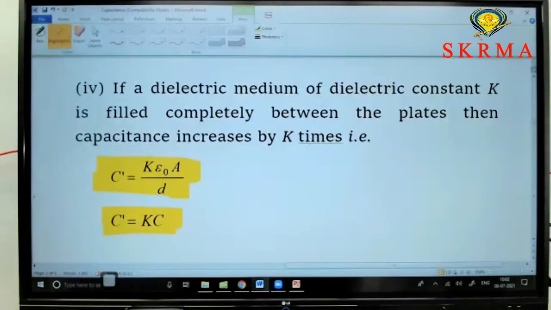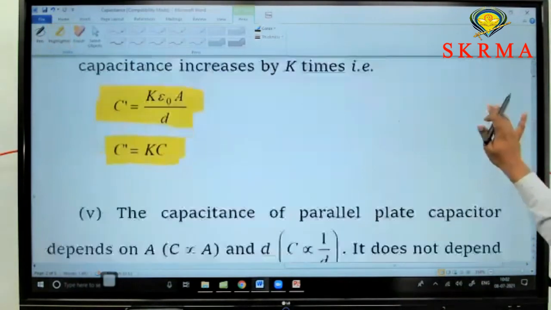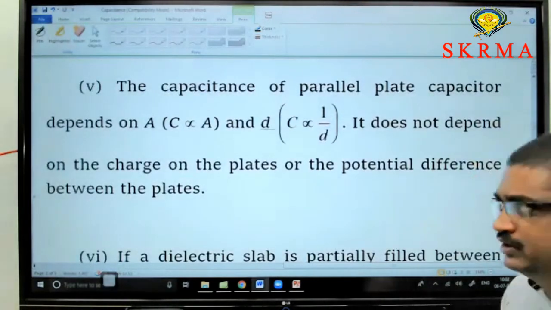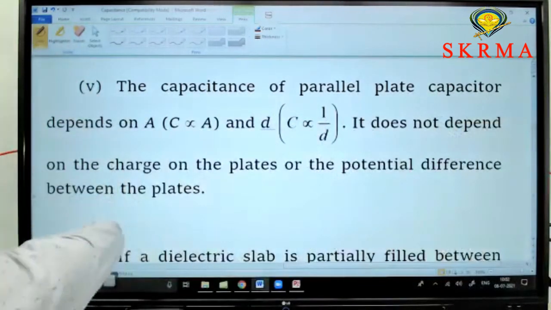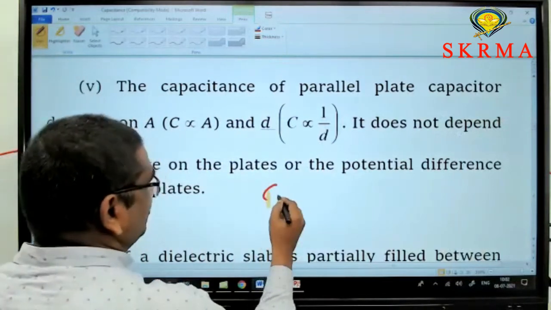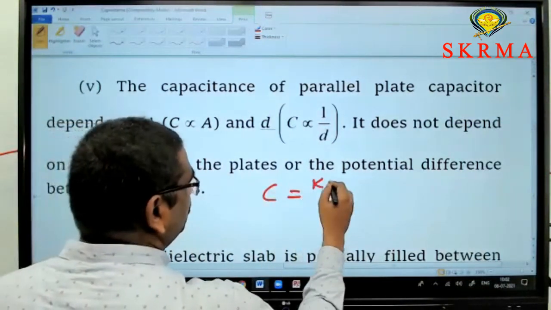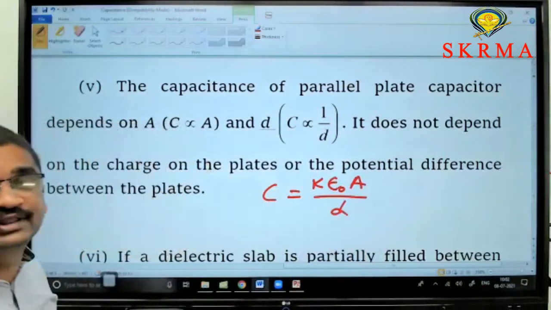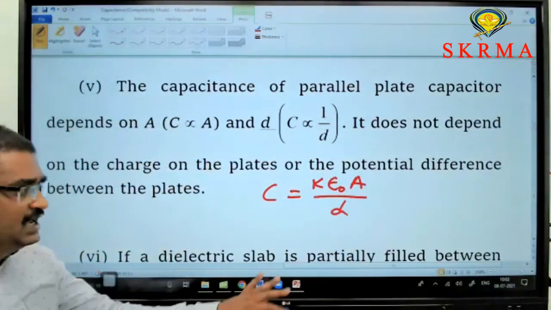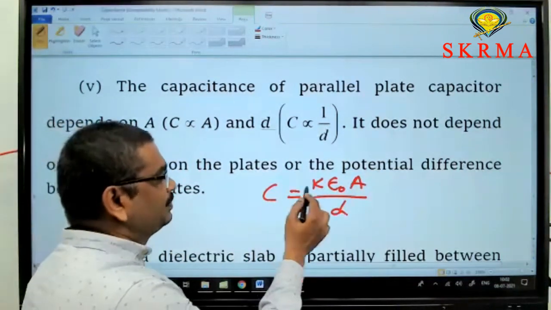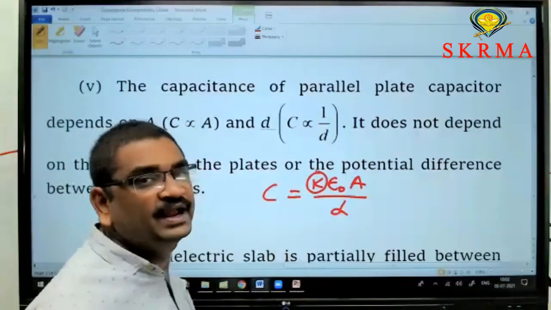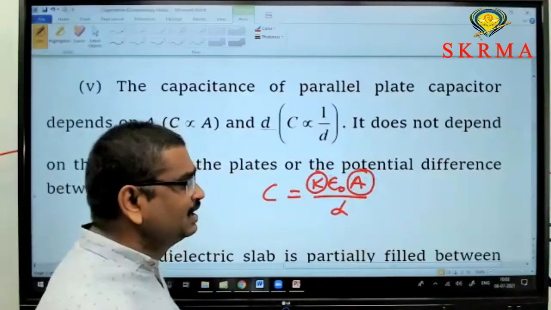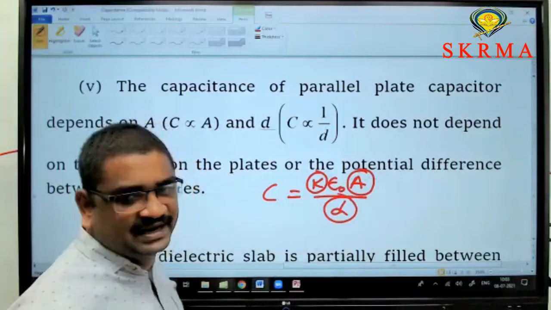Next one. Now, from this equation, we need to conclude the dependency of capacitance. The capacitance formula is K into epsilon naught into A by D. From this equation, we can conclude that capacitance depends on the medium or dielectric, depends on the area of the plates, and depends on the separation between the plates.